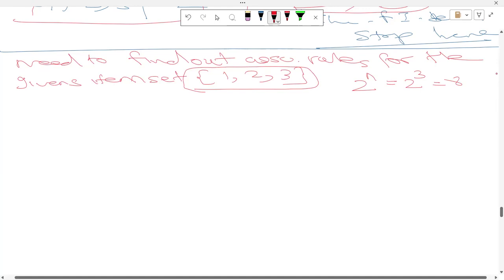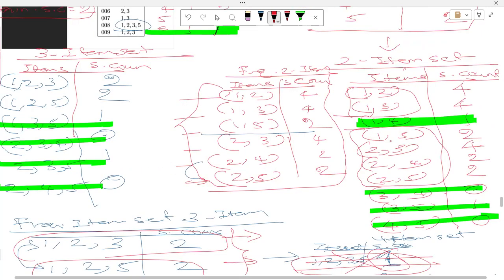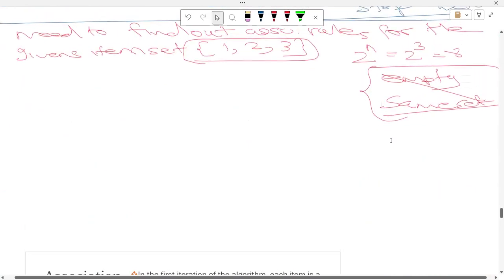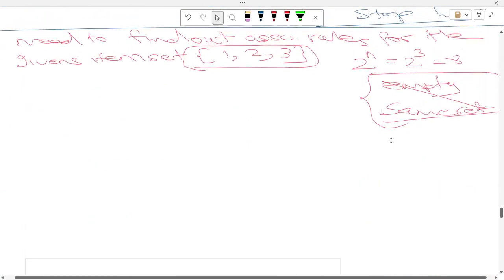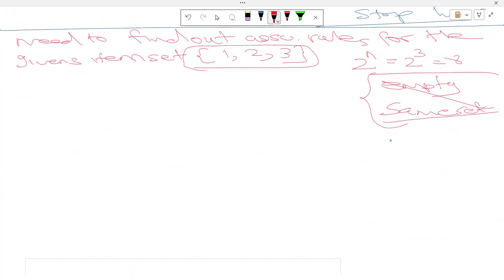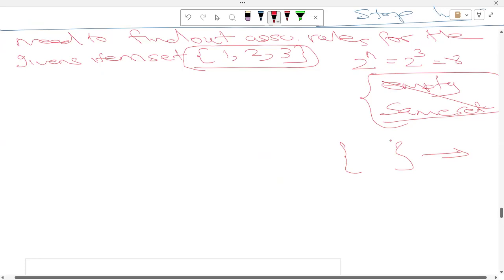Among the 8 subsets, one is the empty set. The empty set is also considered a subset. Also the same set is considered a subset, right? If you omit these two, we can omit them when calculating association rules, because in the empty set there is no element, so we cannot find any association rule. Similarly, if you have the same set, all the elements come on one side of the association rule. If I put 1, 2, 3 on one side, there is nothing to put on the other side. So we can omit the same set as well as the empty set. So we have the remaining 8 minus 2, 6 subsets, right?